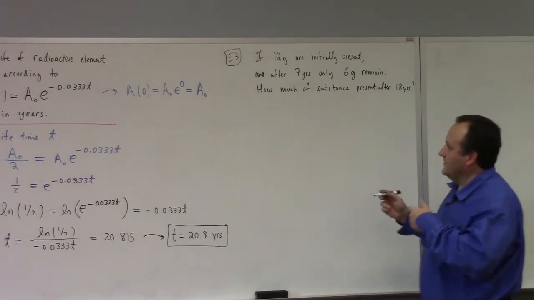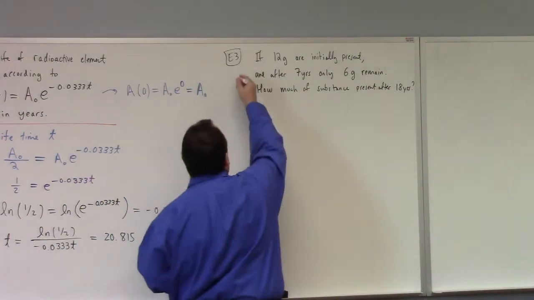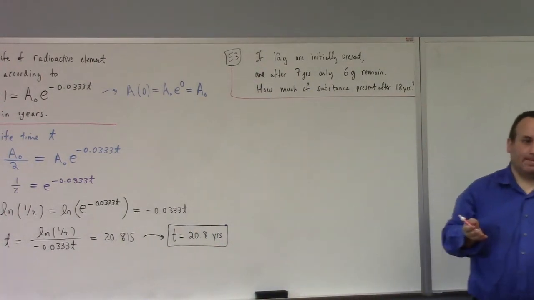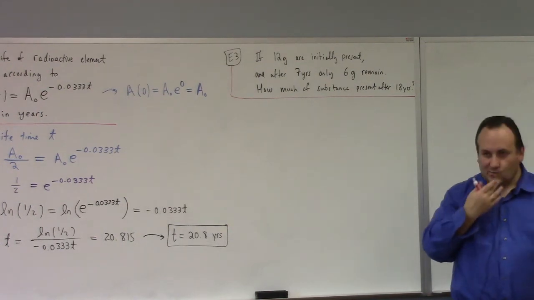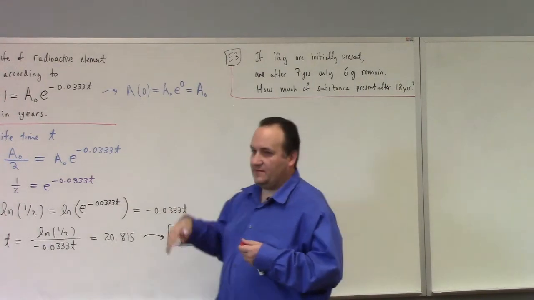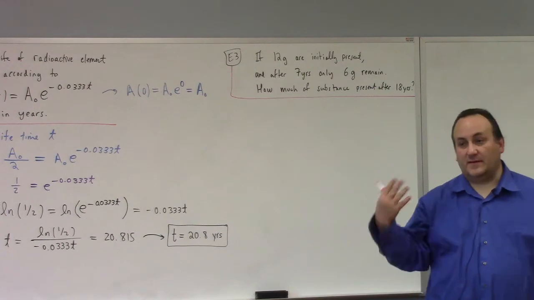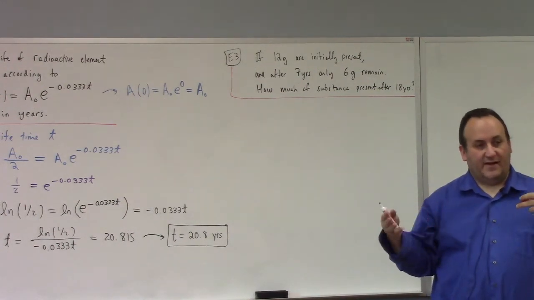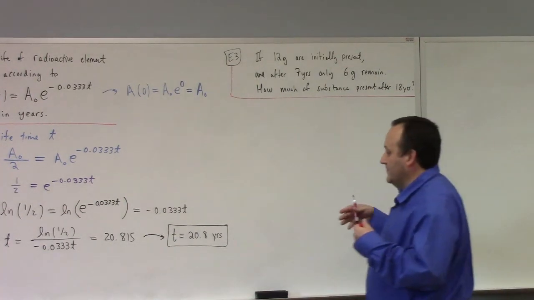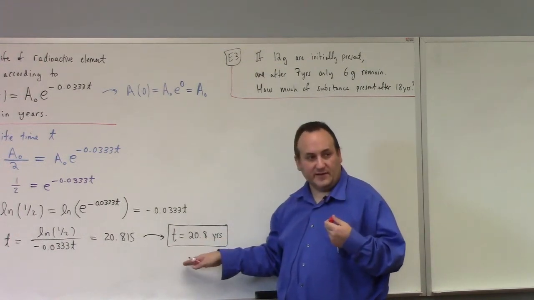So there's a way to make this problem easier, right? If you know the half-life, let's go back to my example. What if I wanted the quarter life? How long would it take for it to be a quarter? You just double the half-life, because if you half the half, you get a quarter. So if I went to 41.6 years, I would have a quarter of the initial substance.